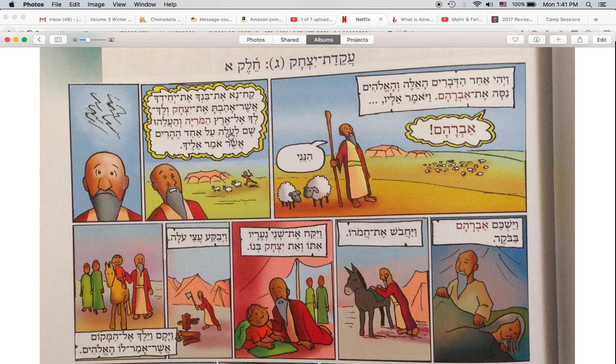V'ha'alehu sham l'olah al achad heharim asher omar elecha, and cause him to go up there for an offering upon one of the mountains, which I will say unto you. Here we have a hifil, perfect, from alah, ayin lamed he, with the suffix on the end, third masculine singular suffix. We know it's a hifil because there's a he on the front here.